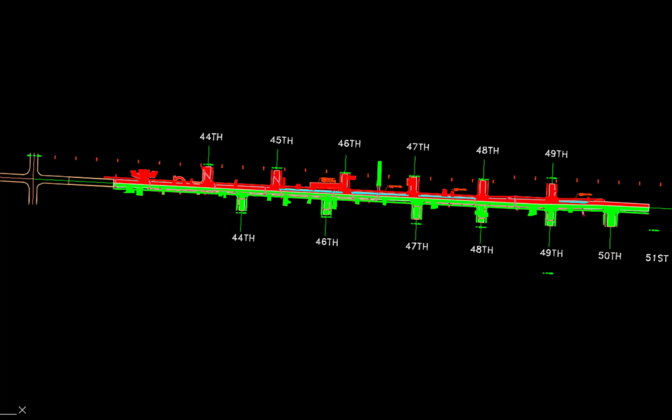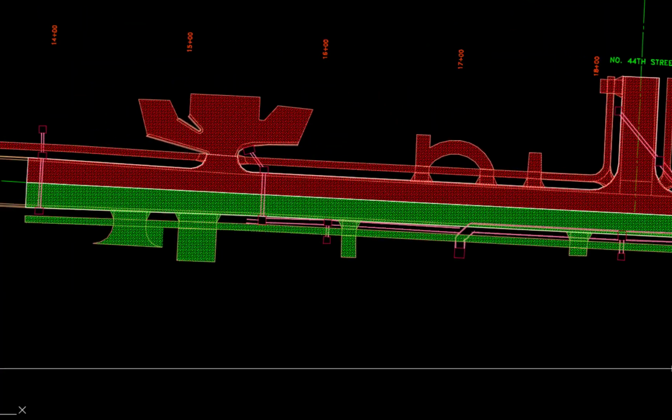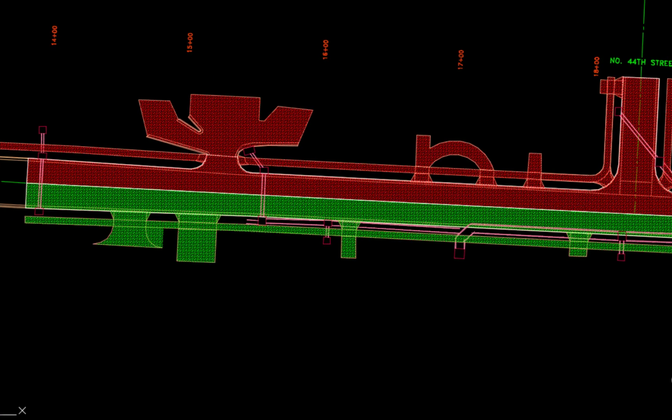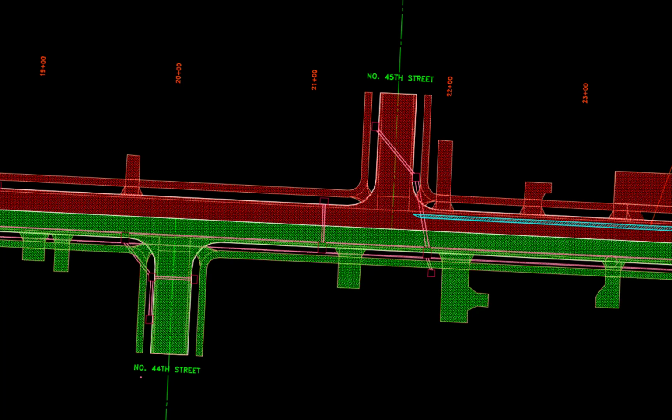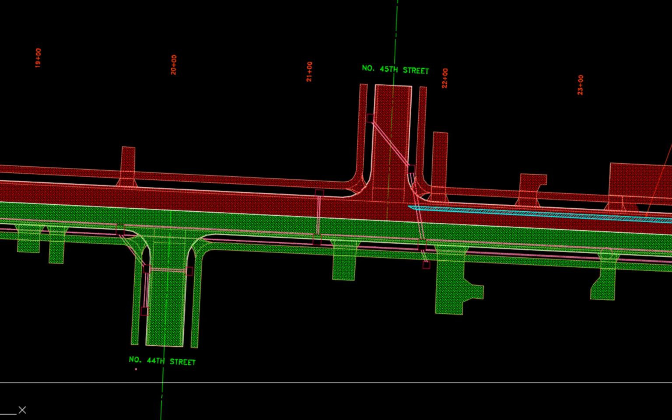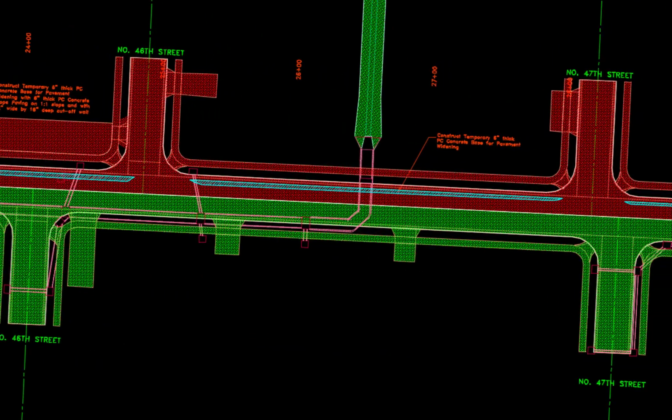For this road, there are two phases of construction. The improvements to be constructed in Phase 1 are shaded in green, and those in Phase 2 in orange. Any additional road pavement widening required to construct the Phase 1 improvements is shown in blue.